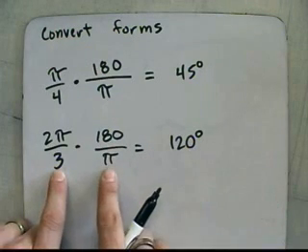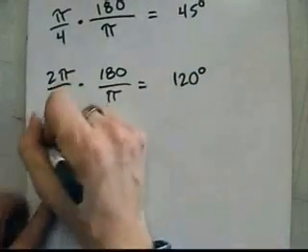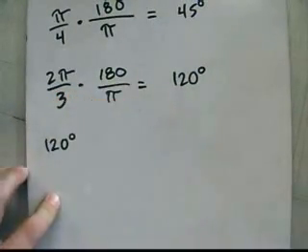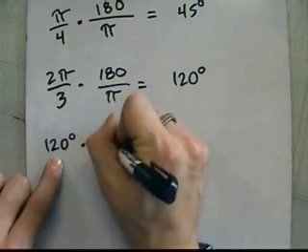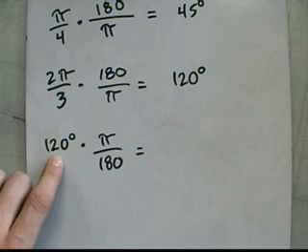So we can go from radians to degrees real easy. We just multiply by 180 over pi. Now, what if I want to go backwards? What if I want to go 120 degrees and write that in radian form? Multiply this by pi over 180. Just flip it over. So it's always 180 over pi or pi over 180. Always one of those two.